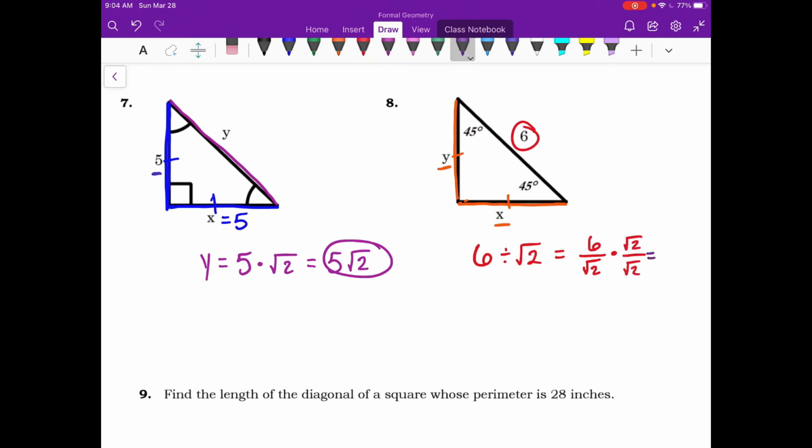When I do that, I'm going to end up with 6 root 2 over 2. 6 and 2 reduce to 3 root 2. So that's the length of one of my legs. We could call it x, we could call it y, but it doesn't really matter because x and y are equal to each other anyway because they're both the legs of a 45 degree triangle.